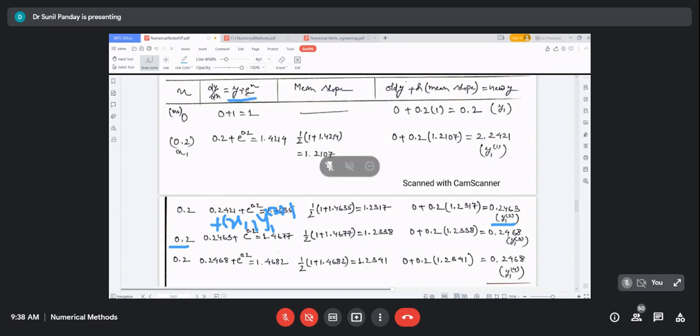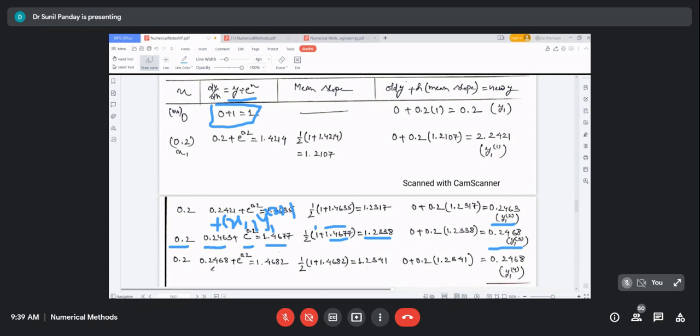Now y is actually y1, the second updated, 0.2463 plus e raised to power 0.2, and finally this is this one. Then you have to take the mean of the initial slope, f of x naught y naught, plus f of x1 y1 second updated. So this is the second update, and this is f of x naught y naught. And then you use y naught plus h into the mean slope, and finally you have the third updated value.